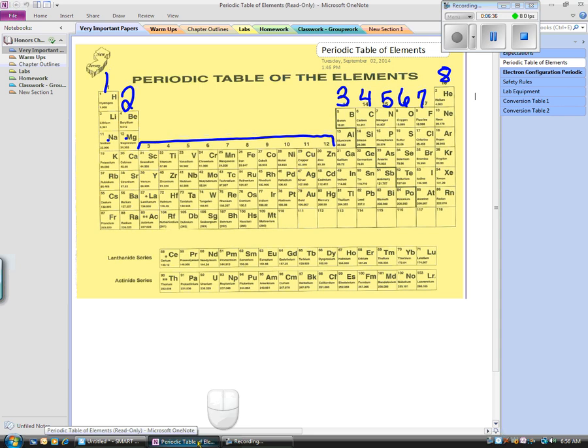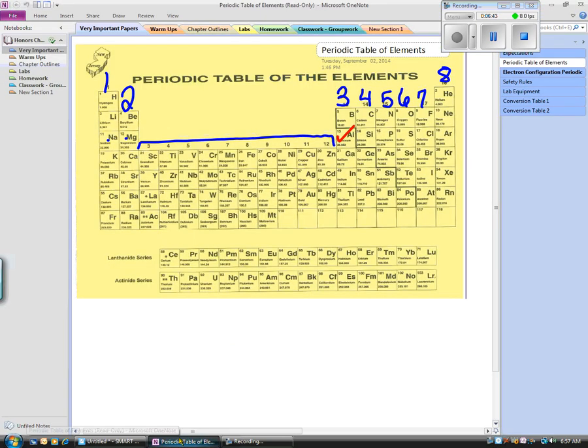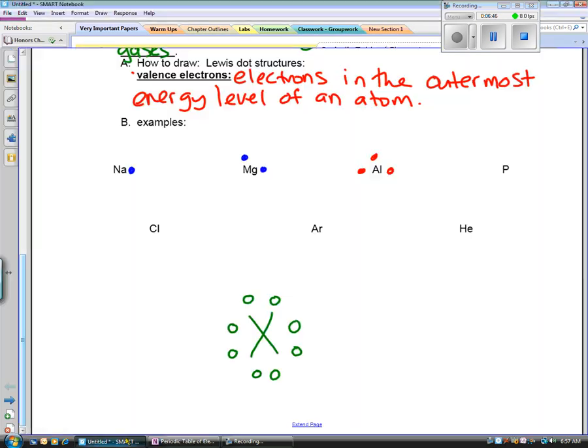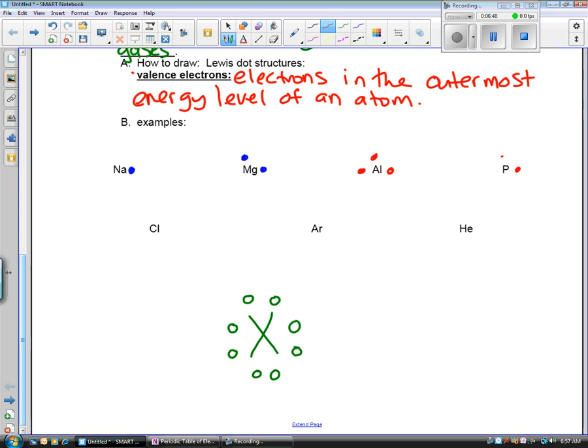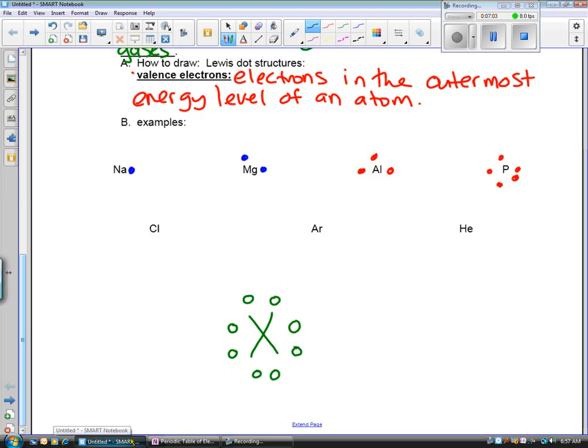Aluminum. Right here, he needs 3 electrons. 1, 2, 3. Phosphorus, over here. 5 electrons. 1, 2, 3, 4. All right, they all have their own side, so I'm going to start doubling up. 5. Chlorine. Right here, 7 electrons. 1, 2, 3, 4, 5, 6, 7. Okay, my single one's down on the bottom.